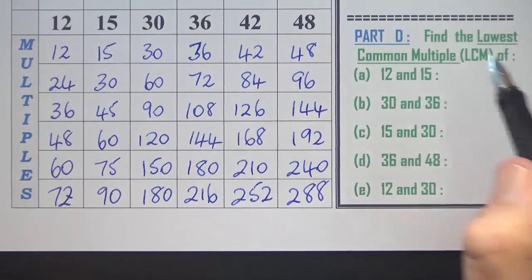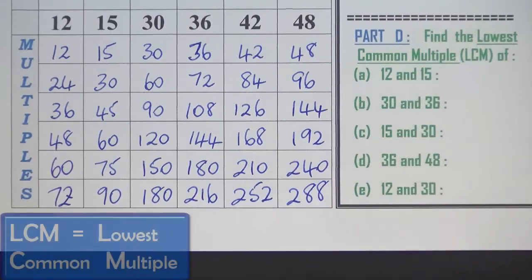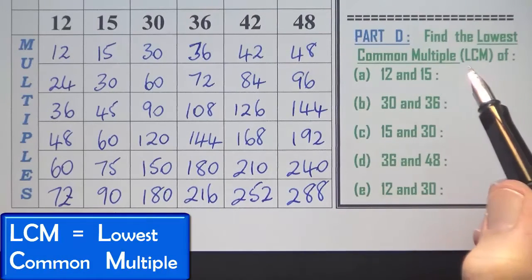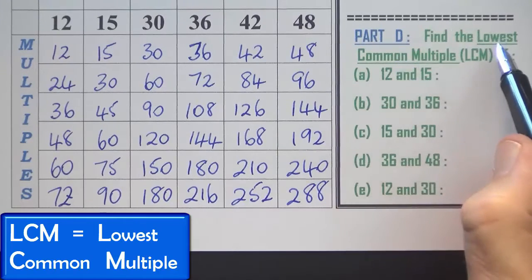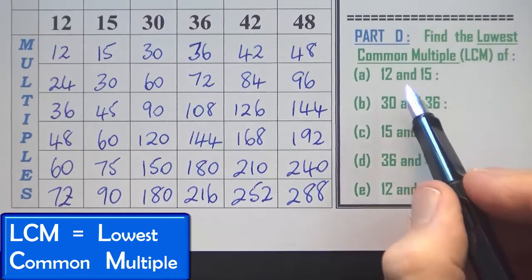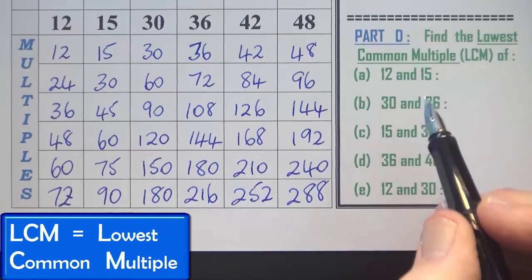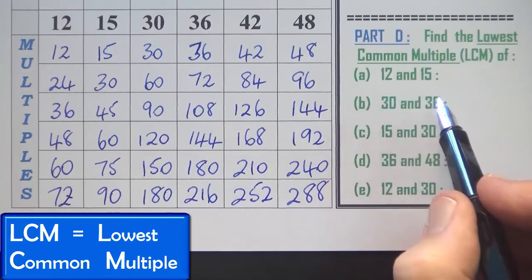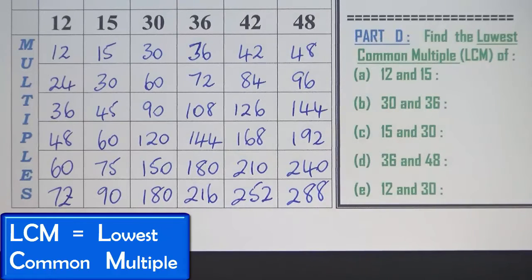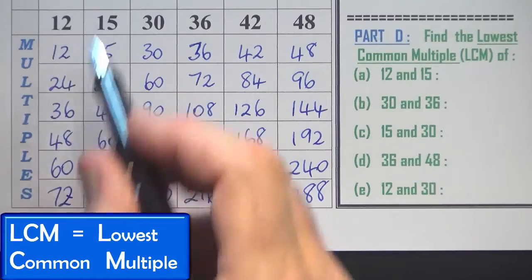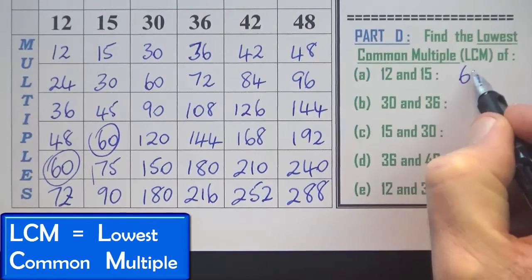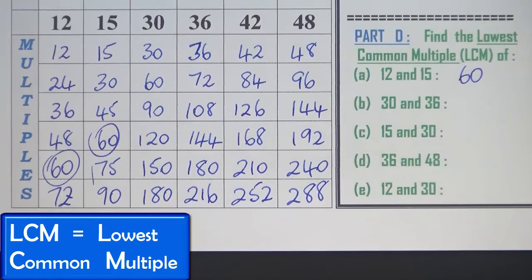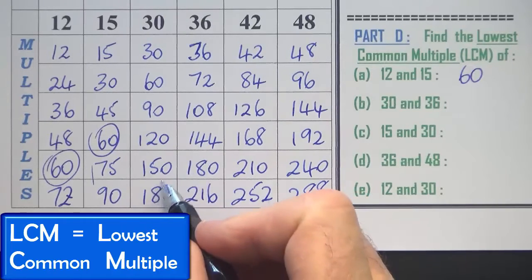I want to have a look now at the lowest common multiple, or the LCM. Now common, as we've already discussed, means shared, and lowest means lowest. So where we have two numbers like 12 and 15, we are looking for the multiple they share that is the lowest one. So in the case of these two numbers, you can see it's 60. If we look at 30 and 36, it's 180.